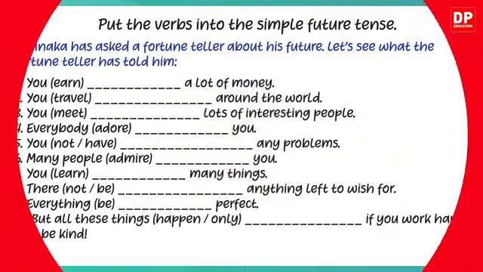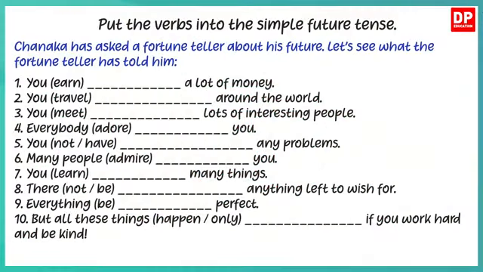Let's look at an exercise and do it together. Put the verbs into the simple future tense. Shanaka has asked a fortune teller about his future. Let's see what the fortune teller has told him. You will earn a lot of money. You will travel around the world. You will meet lots of interesting people.